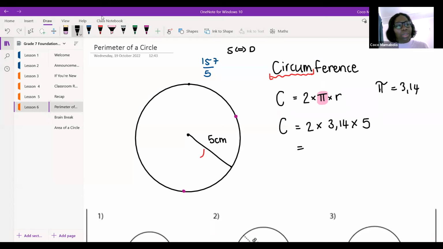Everyone's telling me that the circumference is 31.4. Now, remember, guys, we're calculating for perimeter, so we need to add the units. Don't forget the units. So this is going to be 31.4 centimeters. Tyler, if you don't have your calculator with you, you can easily use your phone, my sweetie.